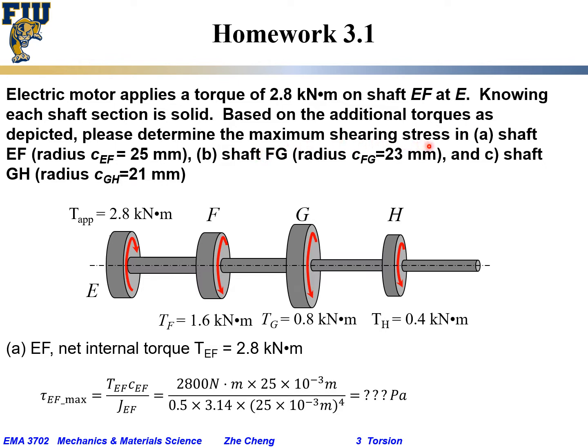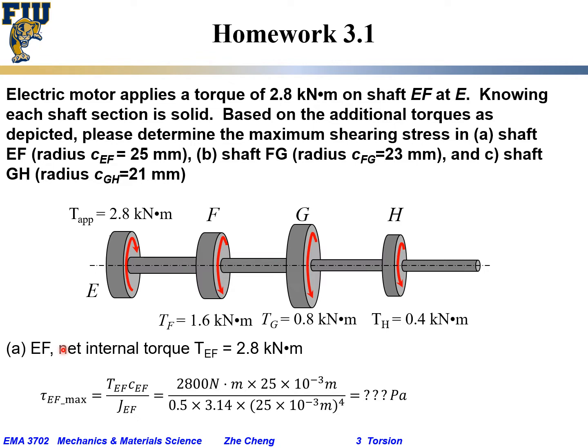We're going to use the maximum shearing stress equation, Tc over J, in shaft EF from here to here, with radius of 25 mm, shaft FG from here to here, 23 mm radius, and the last shaft GH from here to here, radius of 21 mm.